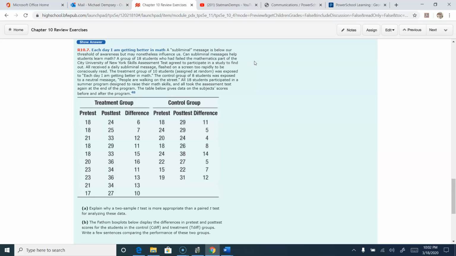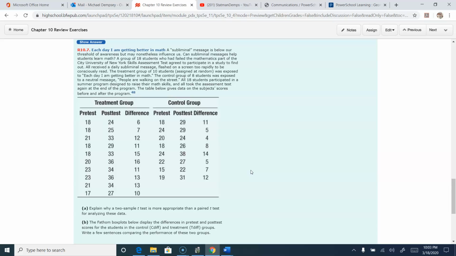Part A just says explain why a 2-sample t-test is more appropriate. So they're helping us out here. If we were going to do a matched pairs test, then we would take this whole list of differences and this whole list of differences, put them all in one list, and that would be our matched pairs. So this is going to be a 2-sample t-test, but what's a little bit confusing is that we do have some pair differences, right? We have the differences of the treatment group. So what we're trying to see is how much did the treatment group improve, and how much did the control group improve, and then we compare these improvements on average to these improvements on average. That's a two-sample t-test.